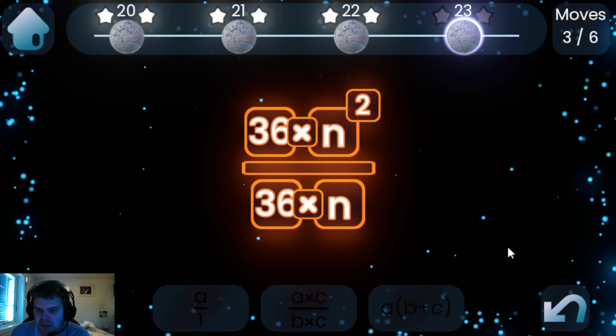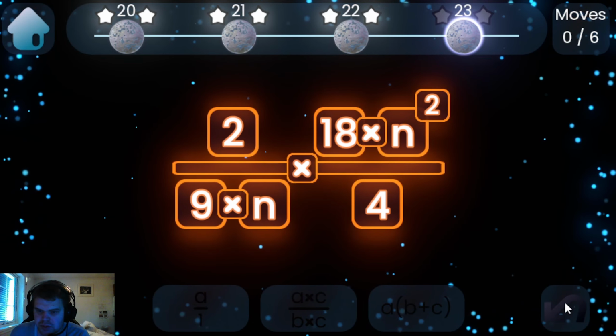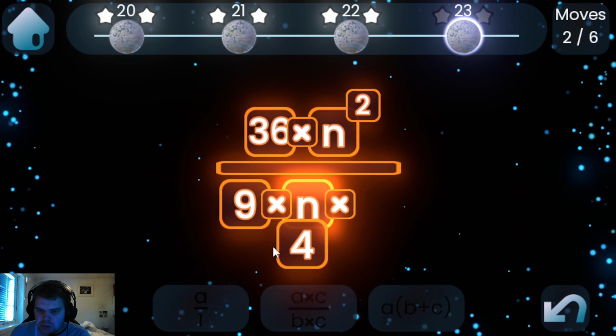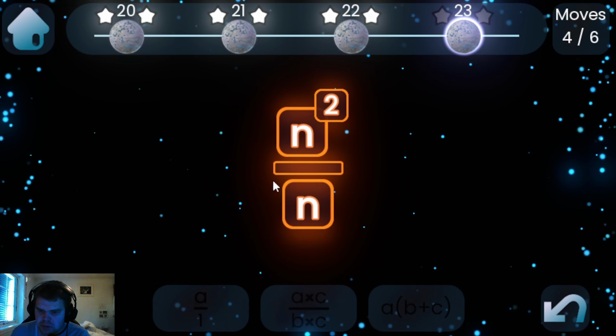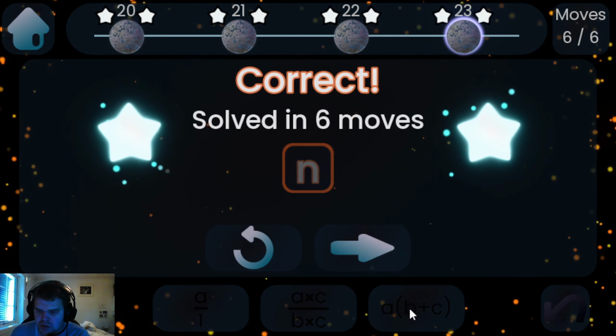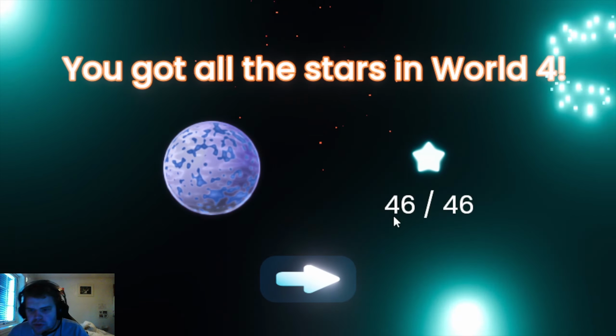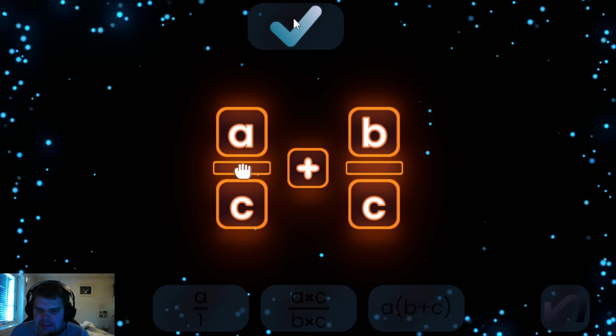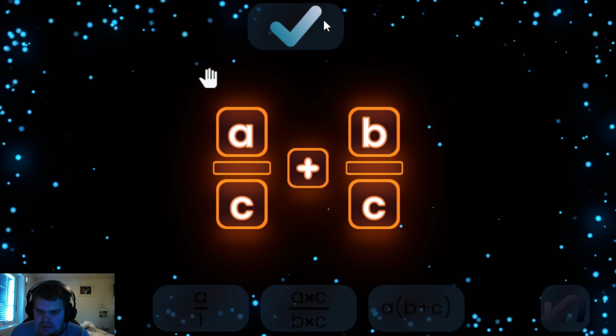By the way, this is definitely the fastest way of doing this one: instead of trying to factorize 18 and 9 and 4 and everything, just multiply everything together. You get 36 up and down, just bam, 36 goes against 36. Alright, so that would be world 4 with all the stars. Let's go.